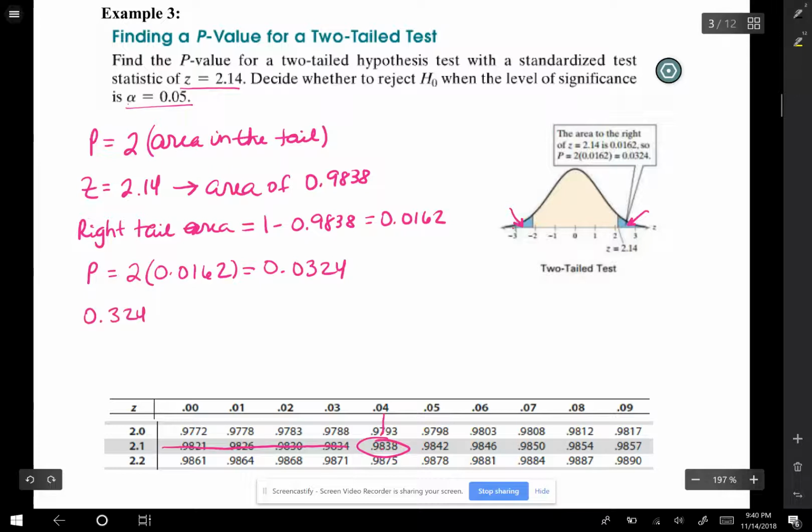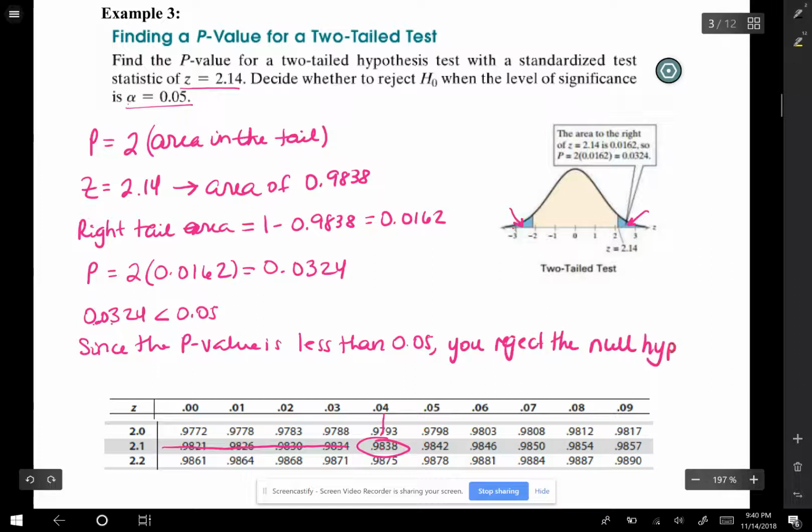So 0.0324 compared to 0.05. 0.03 is less than 0.05. So we would say, since the p-value is less than 0.05, we will reject the null hypothesis. So that's how we find a p-value for a two-tailed test.